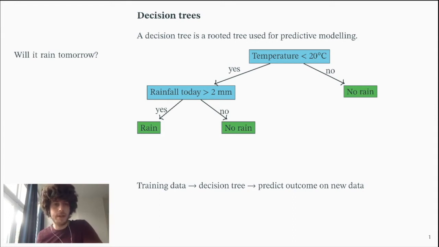Say I want to predict whether it's going to rain tomorrow, then my model could be as follows. I look at the temperature today. If it's more than 20 degrees, I say it's not going to rain tomorrow. If it is less than 20 degrees, I look at the rainfall today, and if it's more than 2 millimeters, I say it's going to rain tomorrow, and otherwise I say it's not going to rain tomorrow.